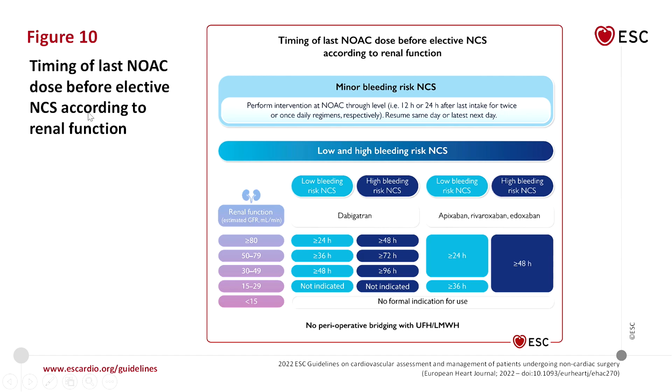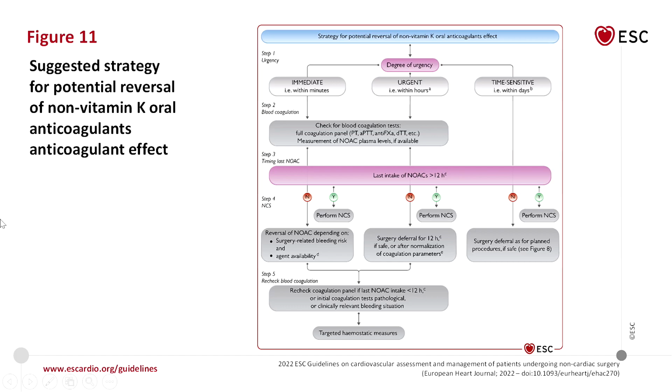And timing of dose in renal dysfunction. In renal dysfunction, dabigatran should be stopped more than 24 hours before. For low and high bleeding risk accordingly: low bleeding risk, more than 24 hours; high bleeding risk, more than 48 hours gap is required. For apixaban and rivaroxaban, more than 24 hours in low risk and more than 48 hours for high risk. If the renal dysfunction is more severe, then we have to stop the NOAC 2 to 3 days before.